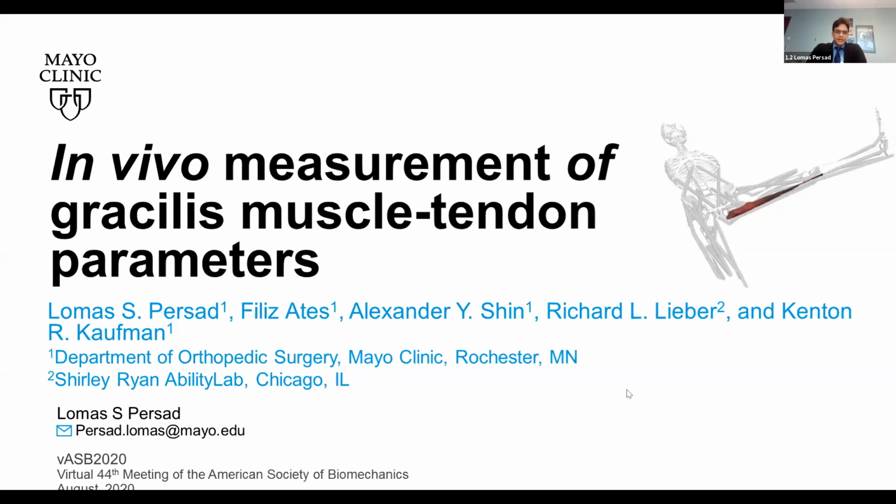Hello, everyone. My name is Lamas Prasad, and today I'll be sharing our work on how we measure in vivo gracilis muscle tendon parameters. Also, I'll be looking at how experimental MTU lengths compare with those predicted using musculoskeletal models.